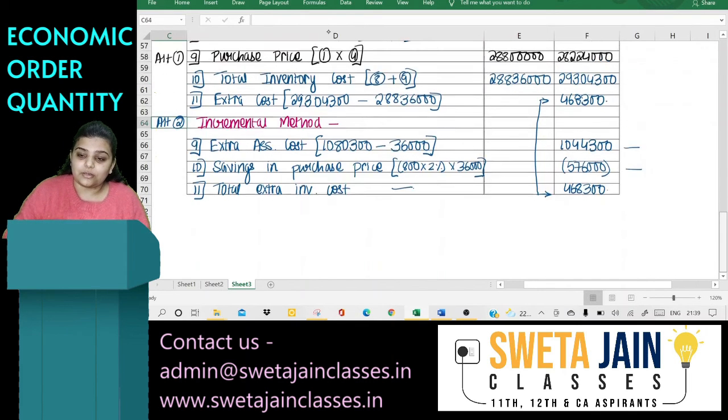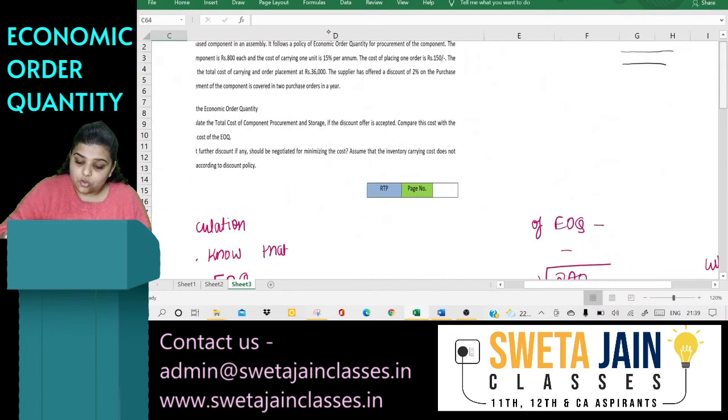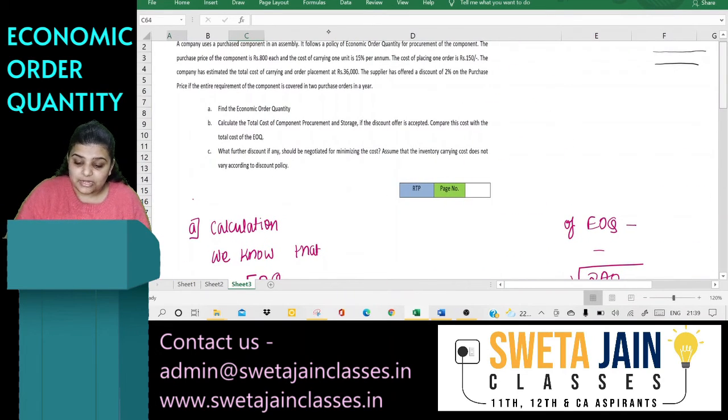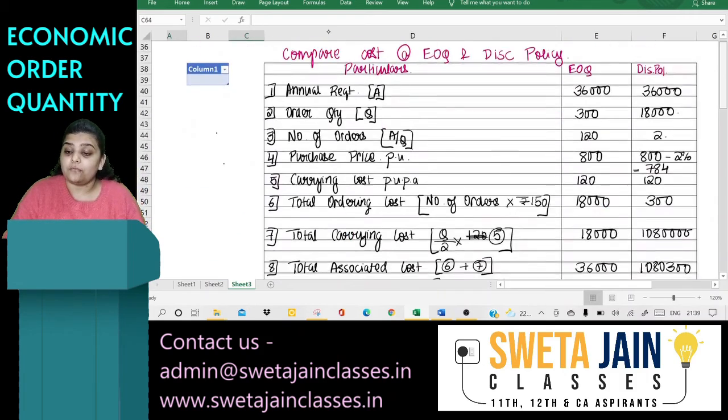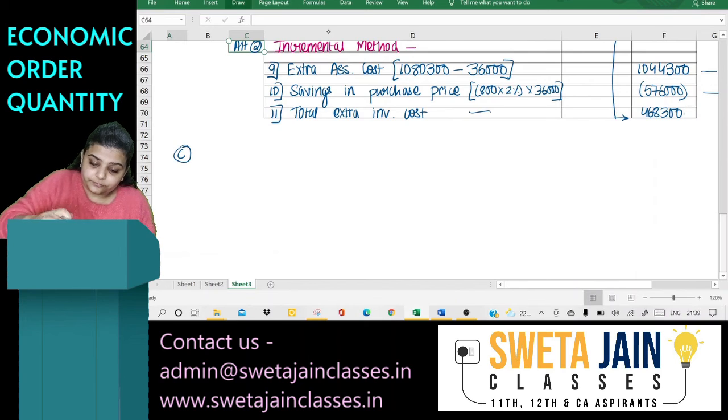Now coming to the third part, that is, what further discount, if any, should be negotiated for minimizing the cost? Assume that the inventory carrying cost does not change. Now, what further discount will you go for? You will go for further discount of the extra cost that you have incurred. The extra cost, so we are going to part C.